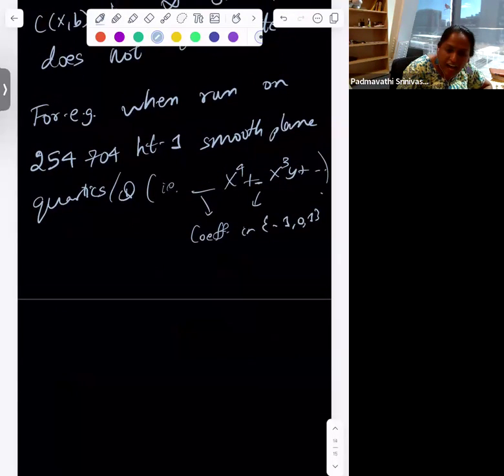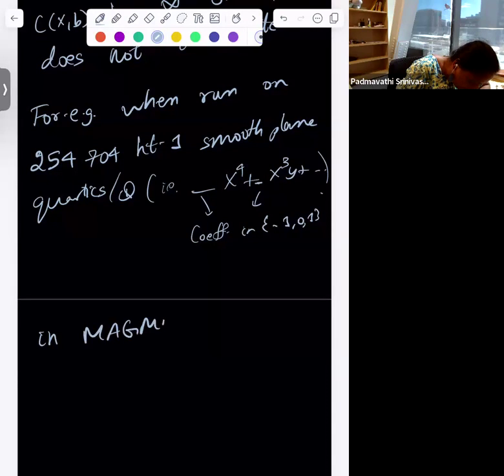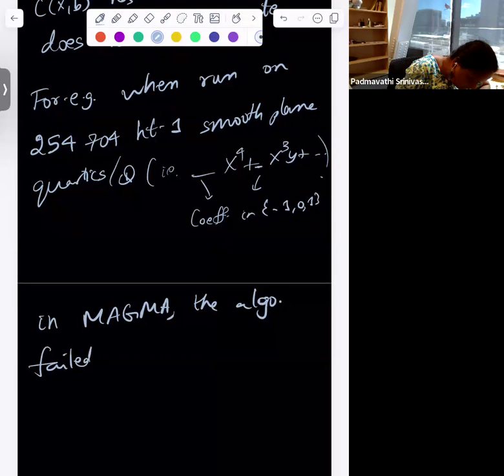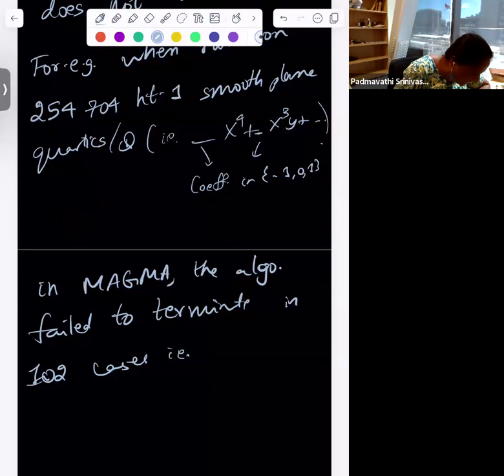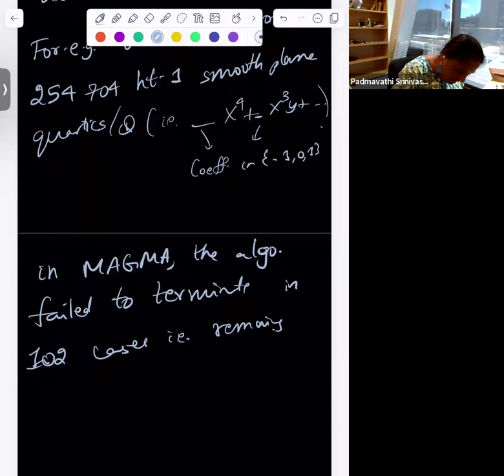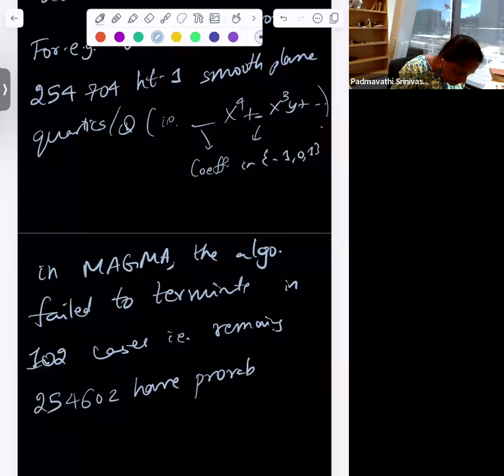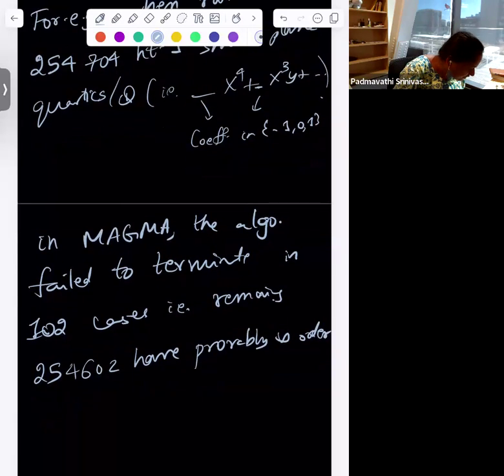And when we ran our code on all the curves in this database, for example, we ran this in Magma, the algorithm failed to terminate in only 102 cases. I.e., in the remaining, so in these 254,704 curves, if you subtract 102, you're left with 254,602 isomorphism classes. Of these remaining, most of the curves have provably infinite order Ceresa cycle in the Chow group.